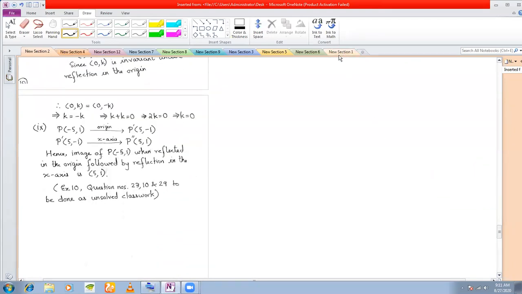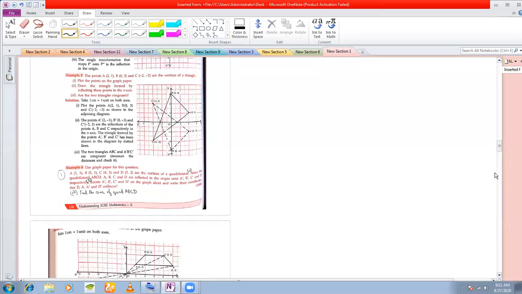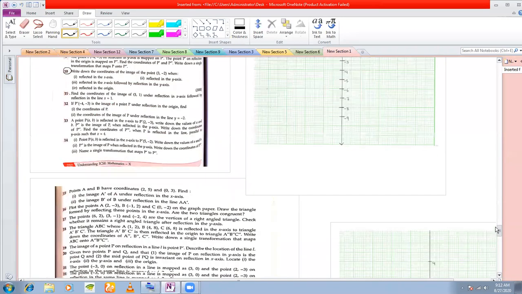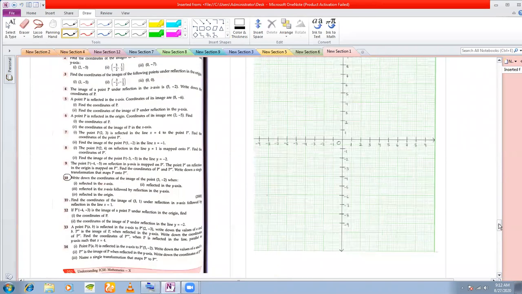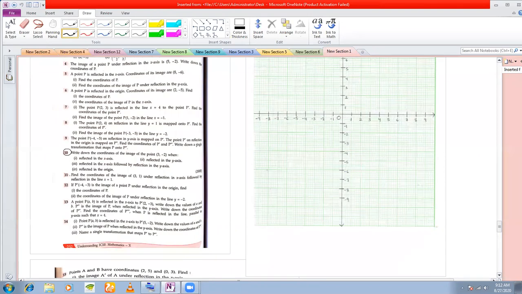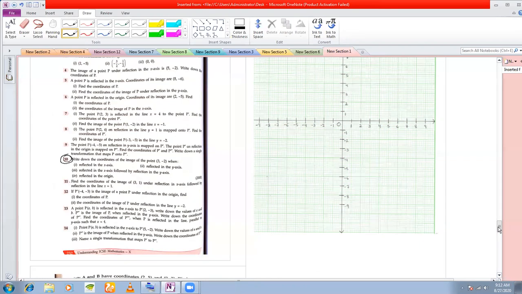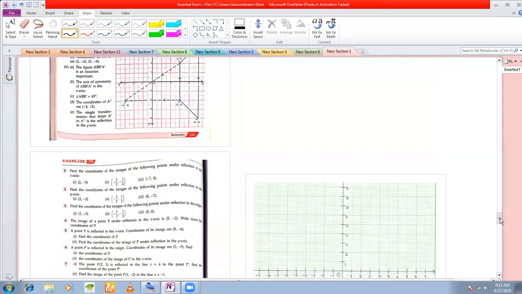And the solution is also there for you. So what I'll do now is go on to the assignment problems that I have given you. In your homework problems, I had given you this question number 10. Write down the coordinates of the image of P(3, -2) when reflected in the x-axis, reflected in the y-axis, reflected in the x-axis followed by reflection in the y-axis, and reflected in the origin. Now see here, they have not said use graph paper, so it is optional for you. If you want to use graph paper, you can, or otherwise you can do without it also. So this one is a fairly easy one. Let us attempt this question.